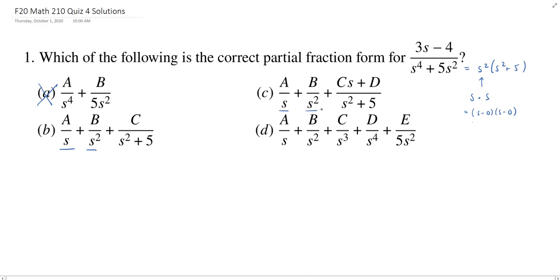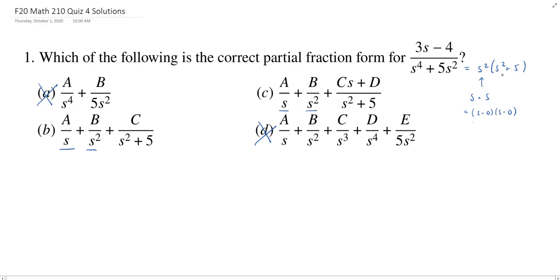Fantastic. Let's see, D. D has an s and an s squared, but oh goodness, they go s cubed and s to the fourth. They must have thought that there are 4 repeated s's, and so they did 4 of these. That's almost just as bad as A, because even then they just broke it up and had another 5s squared. This isn't even close. Okay, now what else do we have?